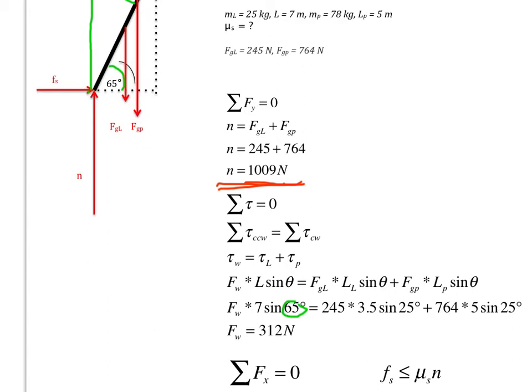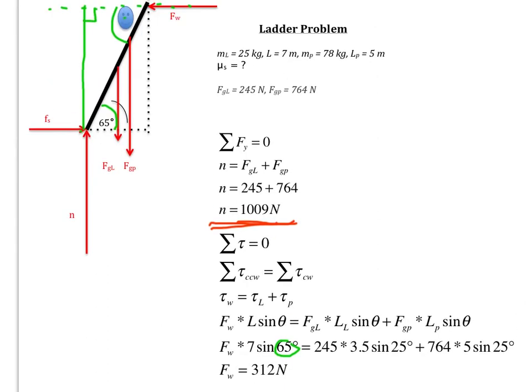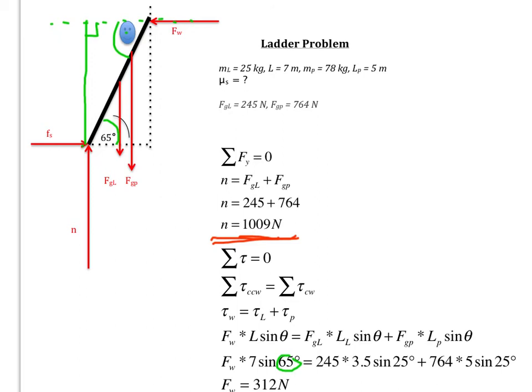Well, the torque of the ladder is the weight of the ladder times what I called LL, which is 3.5, because remember, it's halfway along. The ladder is 7 meters long, so half of 7 is 3.5, because it acts at the midway point. All right, times the sine of 25 degrees. The reason why I use 25 degrees, you could have also used cosine of 65. I used 25 because if that's 65 right here, then this is 25. And my axis of rotation is right there.